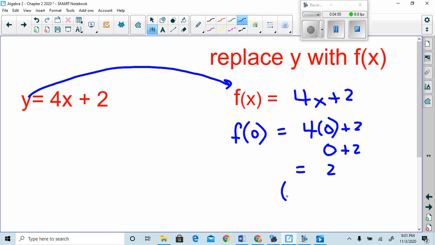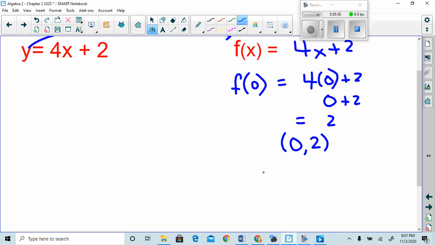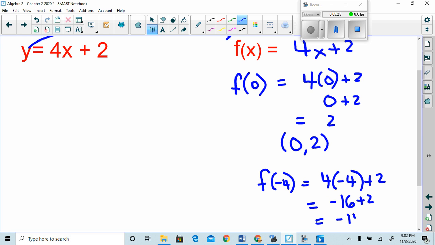So when I input 0, I output 2. I could take f of x and replace that with negative 4. So that's going to give me, let's put that negative 4 here. I'm going to get 4 times negative 4 plus 2. Negative 16 plus 2 gives me negative 14. Input negative 4, output negative 14.